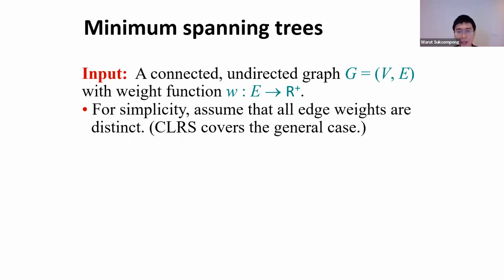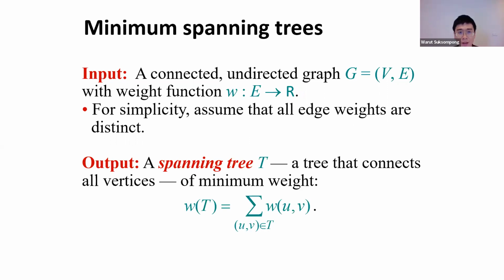In CLRS, they also treat the general case where some edge weights are the same, but that's not really the interesting point. Let's assume that all edge weights are distinct, and what we want to output is a spanning tree. That's a tree that connects all vertices, and this tree has minimum weight among all trees that connect all vertices. So we just sum up the weights of the edges in this tree.